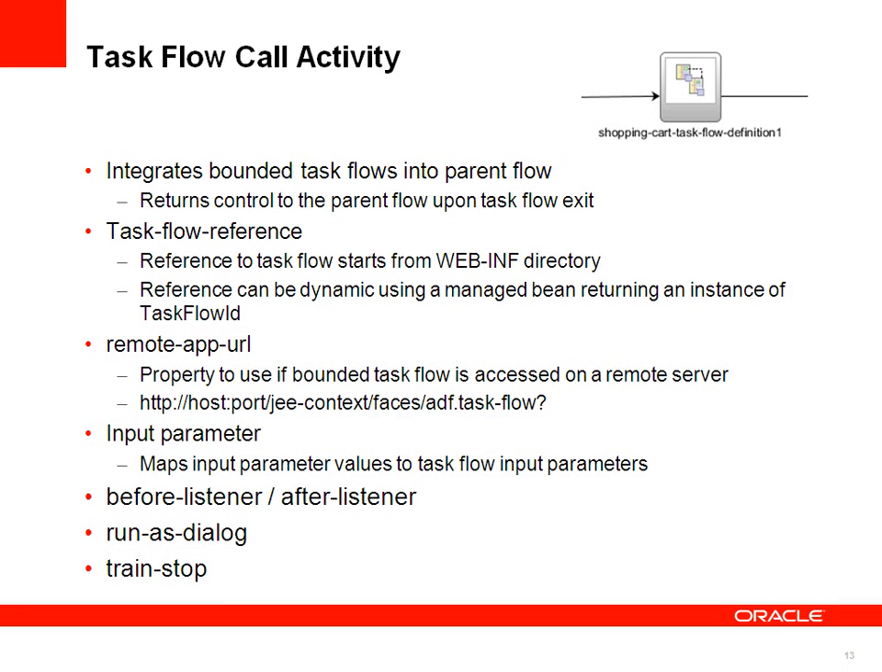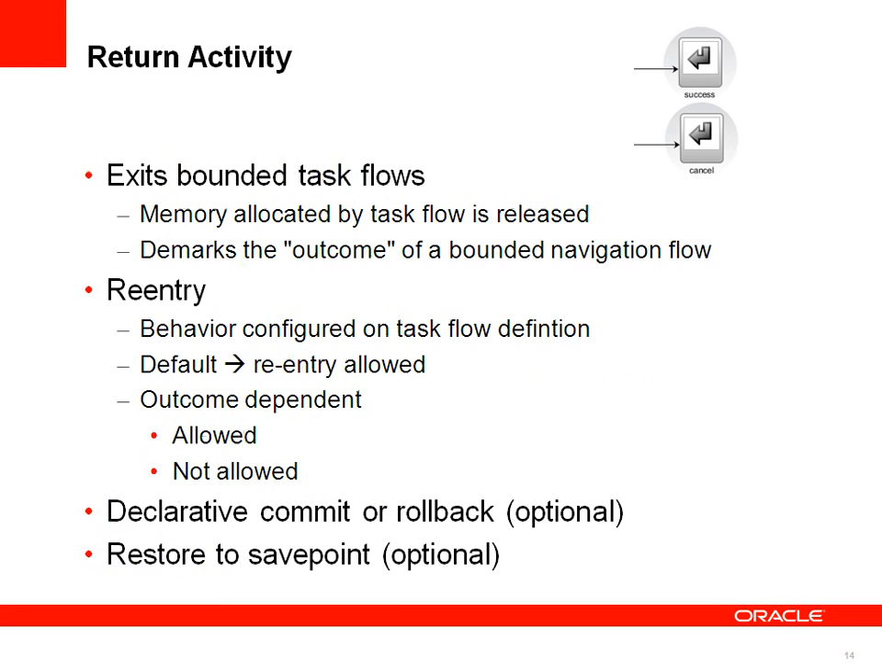Task flows can be executed within a dialog, in which case they can either be launched as an external dialog, which will be in an external browser window, or inline in the page as a DHTML dialog. And this is configurable on the task flow call activity, and it's declarative. And then you can specify a task flow call activity to become a train stop. So if you have a train model set up, then one of the stops that you can navigate to would be a task flow call activity, which would allow you then to navigate to another bounded task flow.